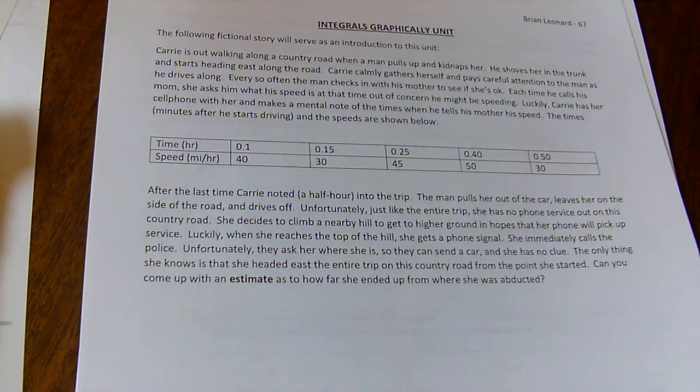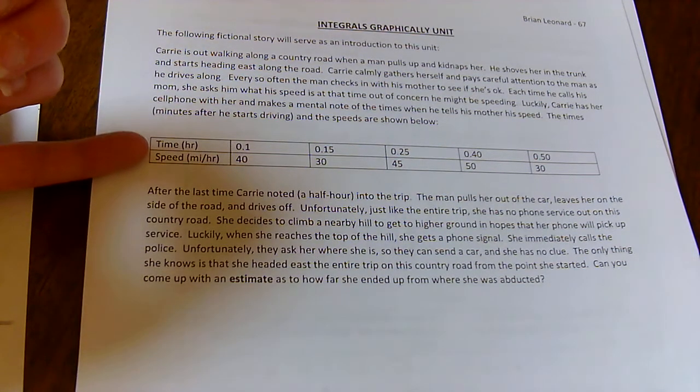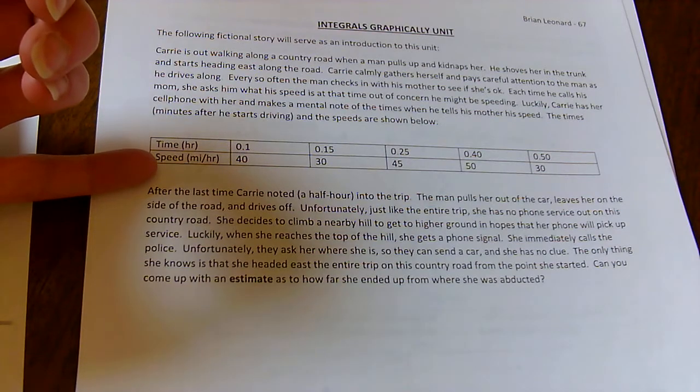Every so often, the man checks in with his mother to see if she's okay. Each time he calls his mom, she asks him what his speed is at the time, out of concern he might be speeding. Little does he know he's kidnapped somebody. Luckily, Carrie has her cell phone with her and makes a mental note of the times when he tells his mother the speed. So we have the times and his speed.